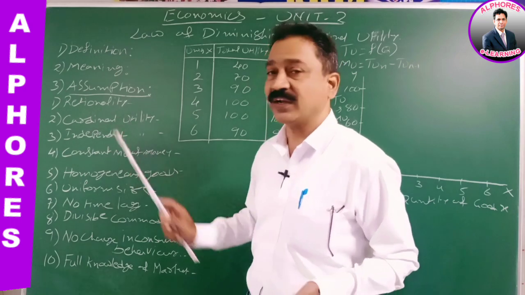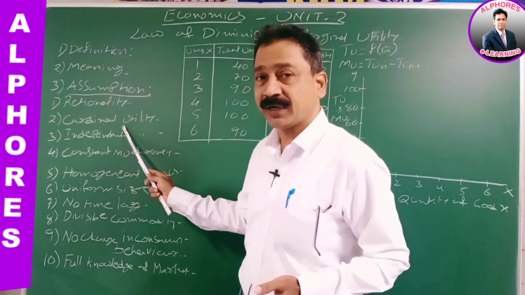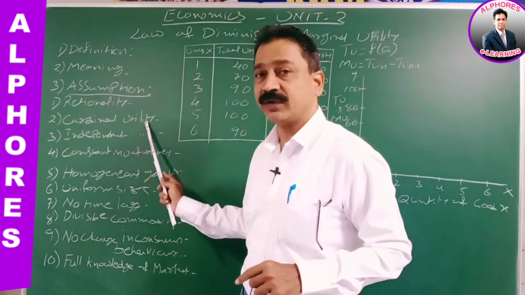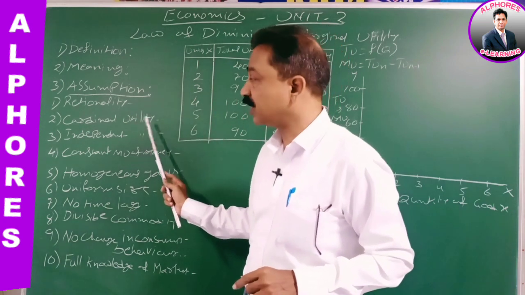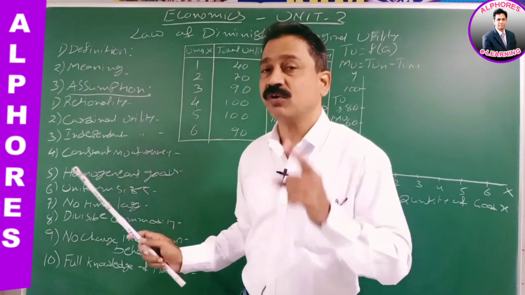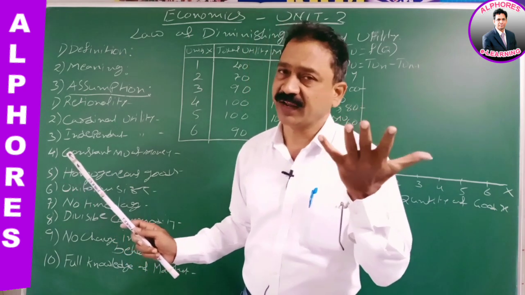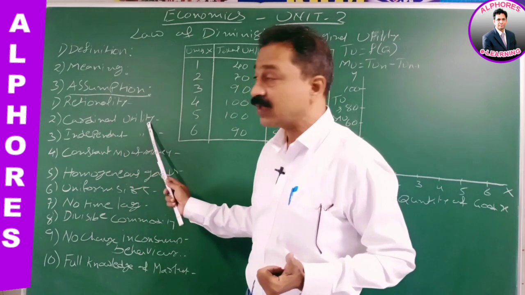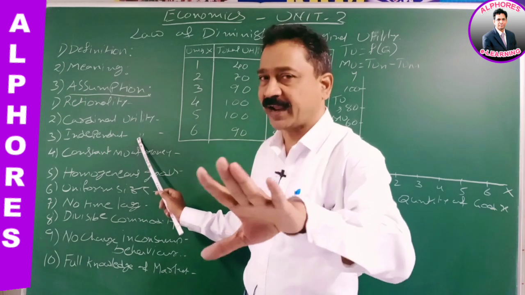Next is cardinal utility. Here we use the measurement of cardinal numbers to measure utility. In the law of diminishing marginal utility, we use the cardinal numbers, that is 1, 2, 3, 4, etc. Yesterday we had a detailed discussion about that. So we use the cardinal numbers, and only then can this law be successfully explained.